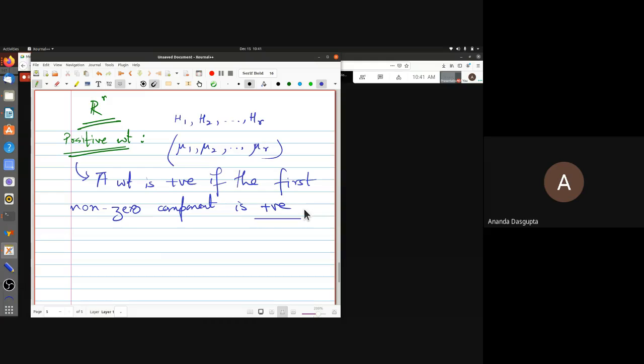If mu1 is positive, then it's a positive root, a positive weight. If mu1 is negative, then it's a negative weight. If mu1 is 0, then you go on and look at mu2. If mu2 is positive, then fine, it is positive. If mu2 is also 0, then you go and look at mu3, and so on. Of course, if all of them are 0, then you have a 0 vector, but that is neither positive nor negative. But all other weights can be classified this way. Now, why am I saying this is an artificial classification?